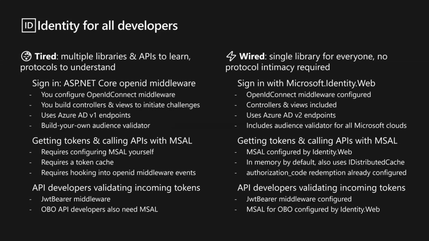But all of the ASP.NET fundamentals around things like IDistributedCache are all still available. So instead of having to build your own MSAL cache or your own ADAL cache for storing tokens for later use, all that happens for you, and if you've configured a distributed cache, we will use that. It will automatically pick that up for you. And then, of course, for API developers, it's very similar.